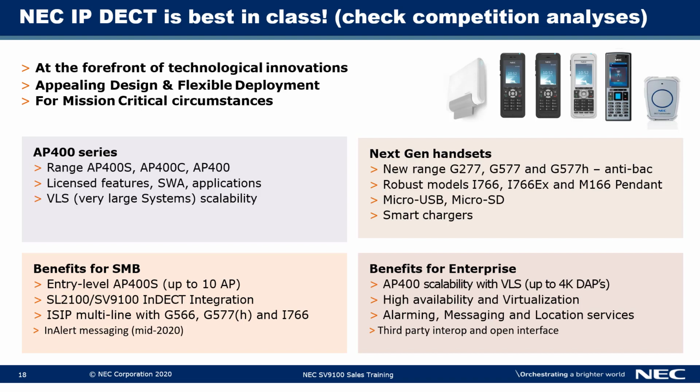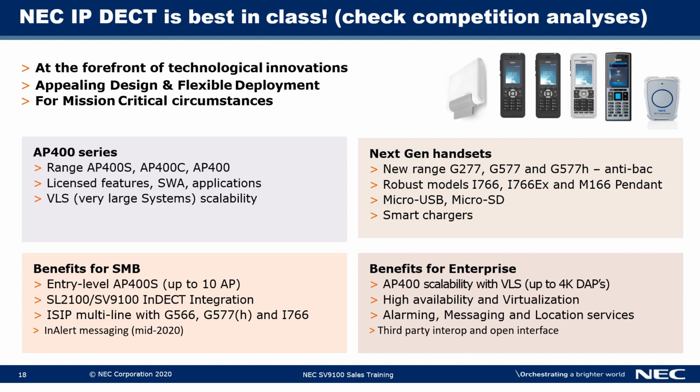In particular, for the small and medium business market, the entry-level access point 400S is ideal. And for SMBs, it can provide up to 10 access points at an excellent price point. This product is supported on both the SL2100 and SV9100, and we support what we call InDECT integration. What we mean by this is rather than having a full server on site to support DECT, actually we have an in-app built into the telephone system which will allow us to program and configure our DECT handsets in a very simple but powerful fashion. Again, more of this in a later slide.